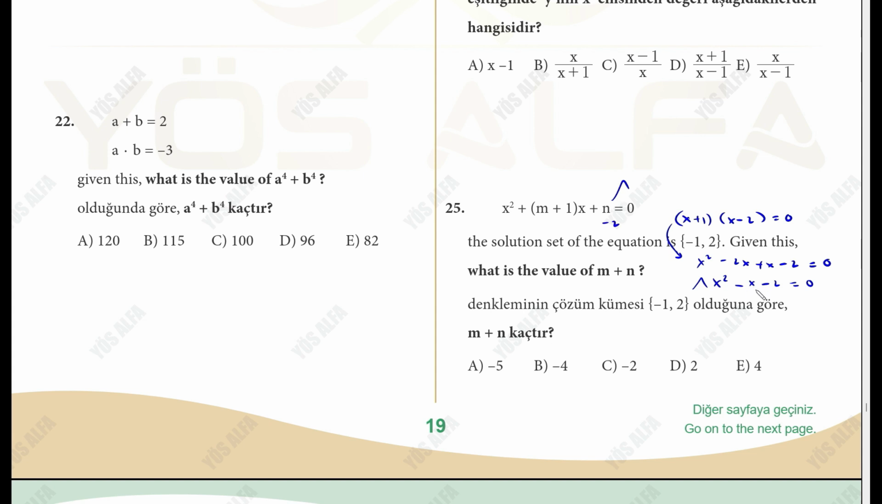Here, the coefficient of x is negative 1. Over here, it is m plus 1. These two must be equal. So from here, we get m is equal to minus 2. So since we were asked to find m plus n, the answer must be negative 4.